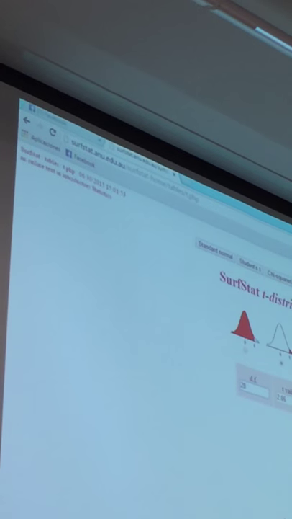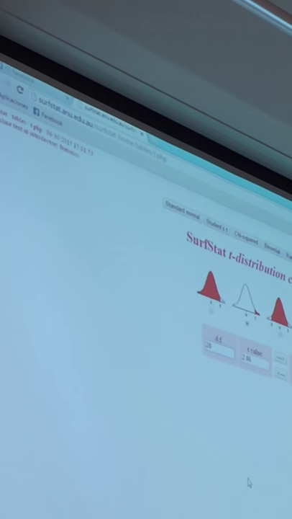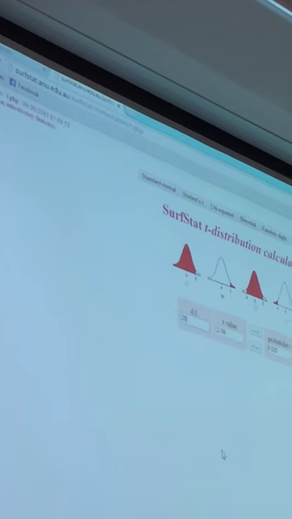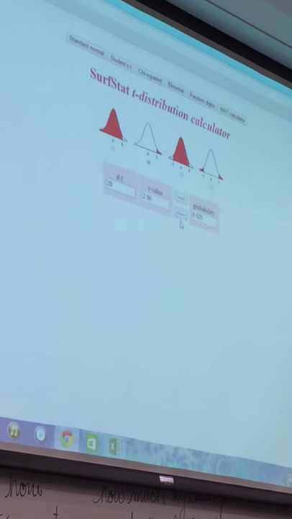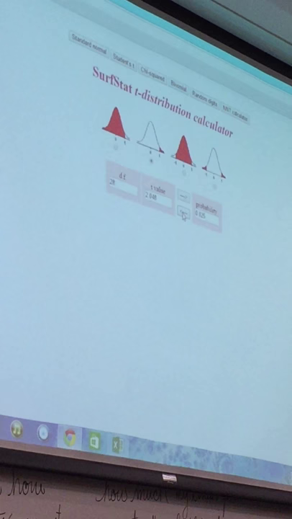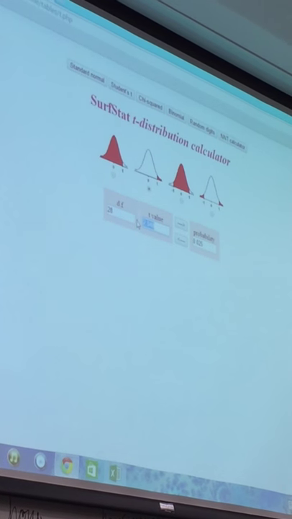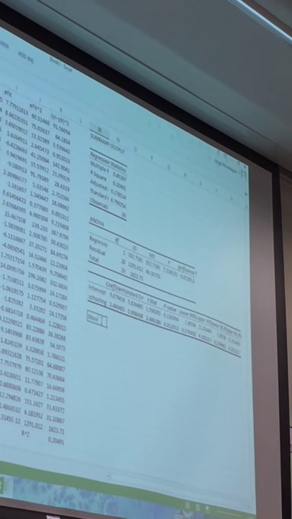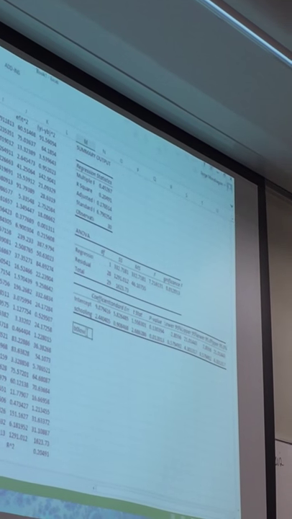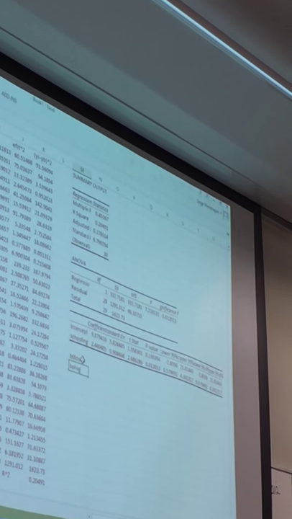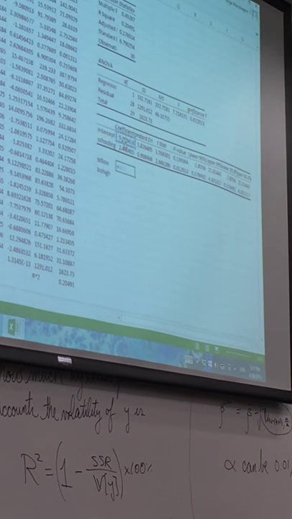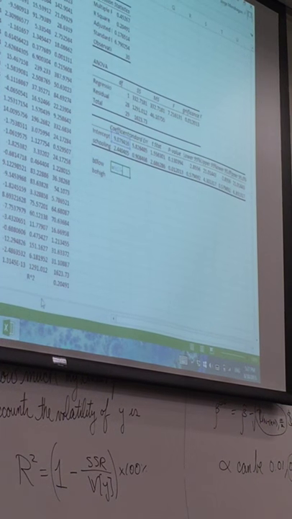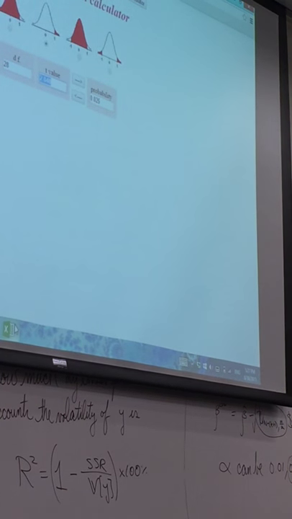30, how many betas do we have? We have two, beta zero and beta one. We subtract that from the number of observations. That is 28. That will give us 2.048. That is my t value. Following this result, I just have to add beta zero low and beta zero high. I just have to take the intercept coefficient minus the t student that I have here, 2.048.